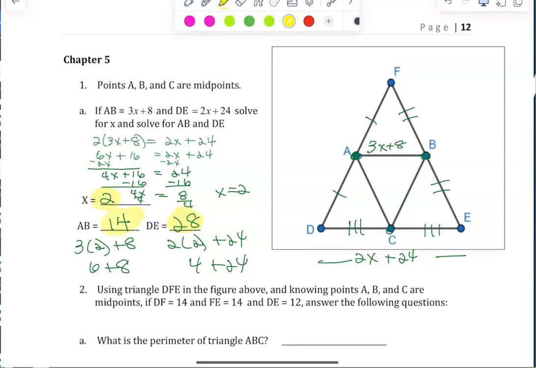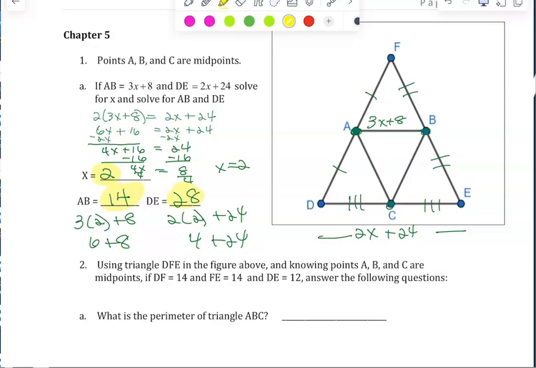Okay, now we're going to use the exact same triangle. So let me take those equations off of it because we don't have that applying down here. The marks I made are still okay. So let's see what they're telling us in this next question that pertains to the same thing about midsegments.